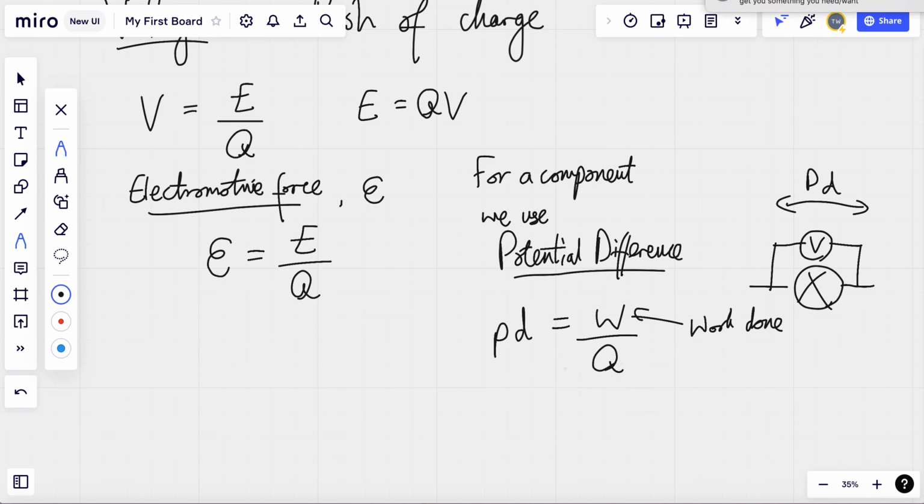But this is sort of, let's get rid of that, shall we? It's slightly different and it's more dictated for a component.